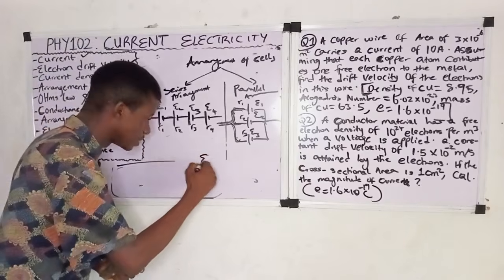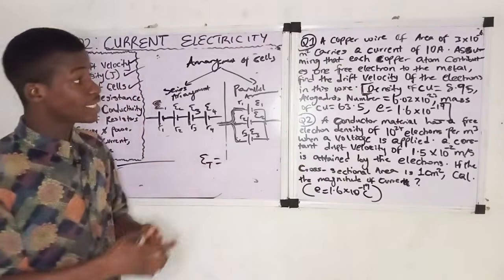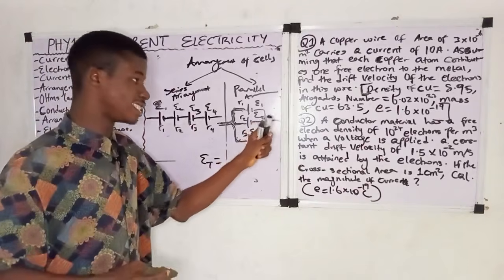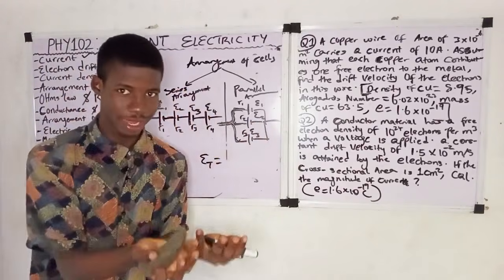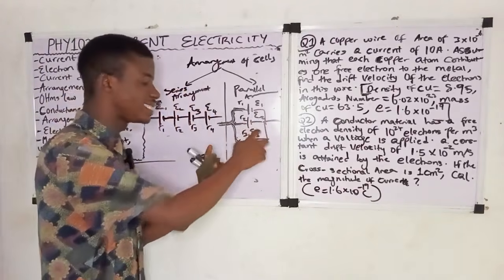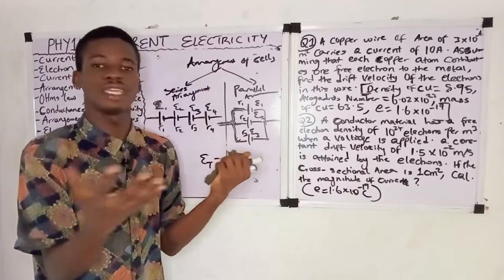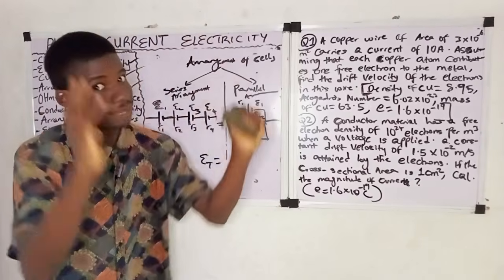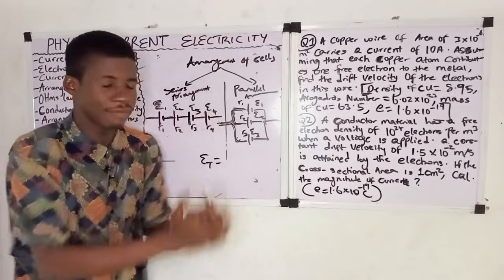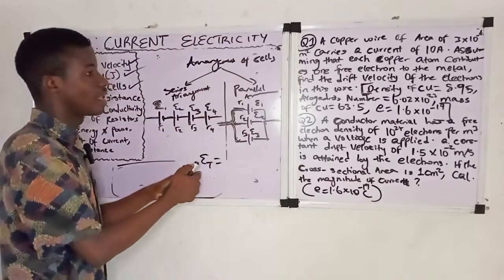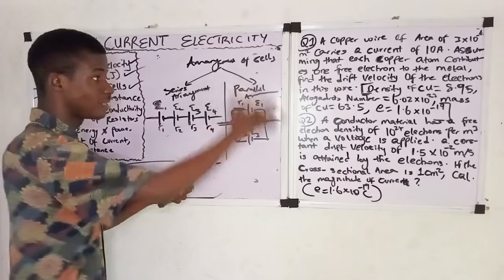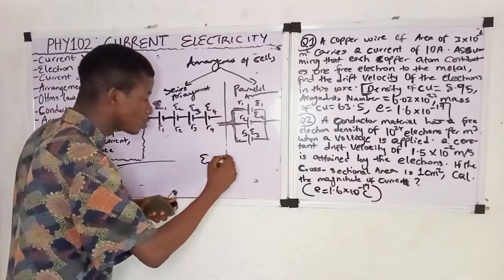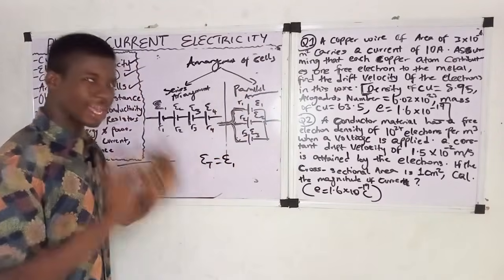The total EMF now, for cells that are connected in parallel, if all the cells are similar, let's say E1, E2, and E3, they have equal EMF. If all the cells are similar, that is, they have equal EMF, the total EMF of this arrangement will be equal to the EMF of one of them. I don't know if you understand.